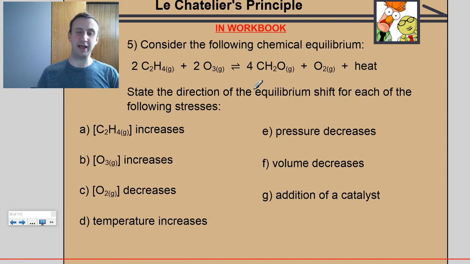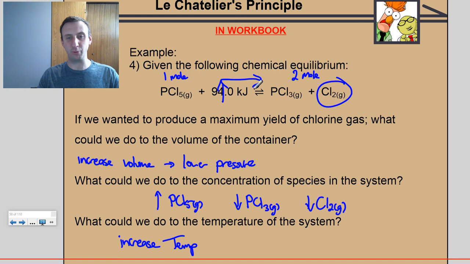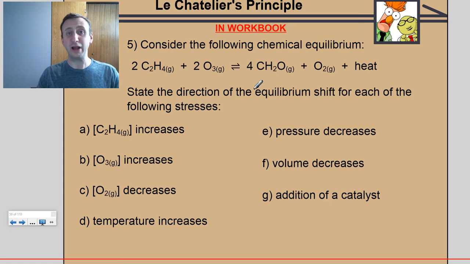Okay, another one, and this is different in that it is asking what will happen for each stress, which way it will shift. So these are the two kinds of questions you can get. One is like, hey, we're trying to cause this shift. What are the stresses that will cause it? And then here I'm presenting the stresses, and you're trying to predict the shift that will take place. So I have 2 C2H4 plus 2 O3 gas makes 4 CH2O gas, and O2 gas, and heat. So state the direction of the equilibrium shift for each of the following stresses.